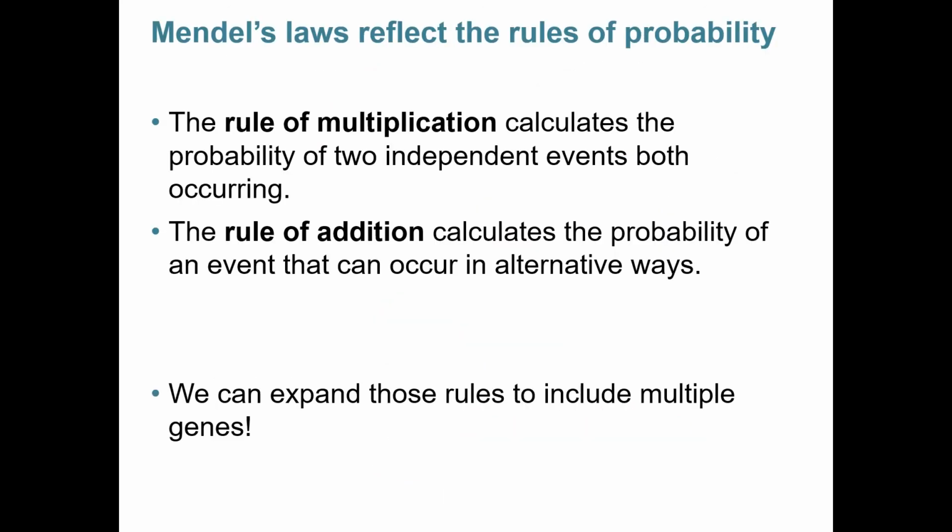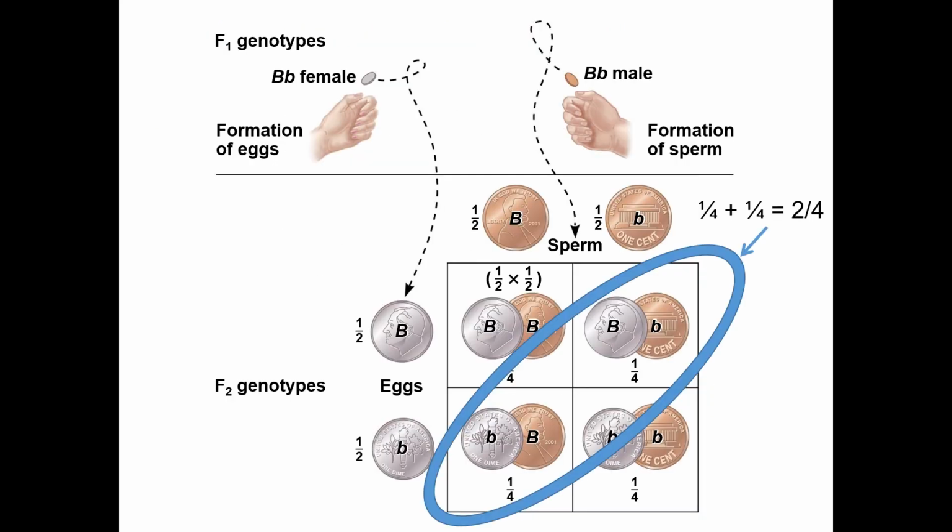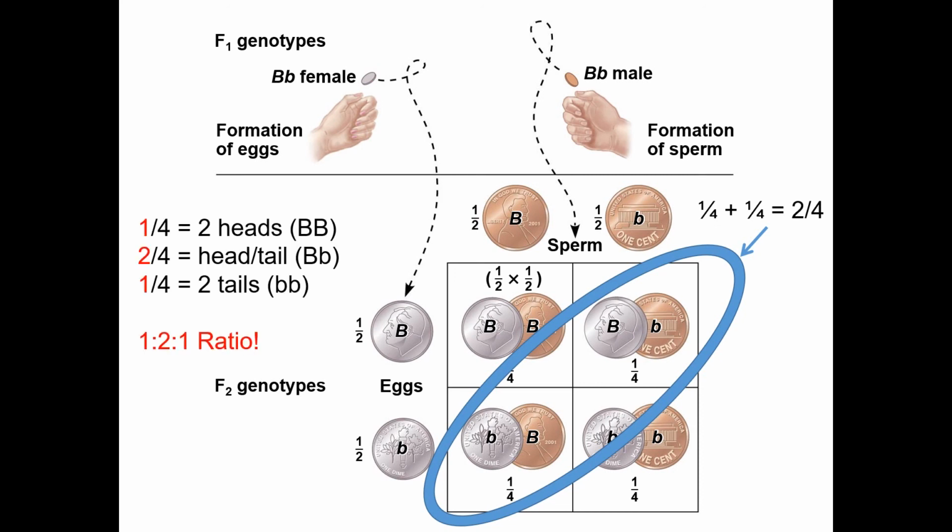Now we add the second rule, the rule of addition, which calculates the probability of events that can occur in multiple ways. So for example, there are 2 ways to get a head and a tail. You could either get a head on the dime and a tail on the penny, or a tail on the dime and a head on the penny. Those are 2 different ways to get the same thing, and so we can add them together. That gives us 2/4. This means that there is a 1/4 chance of getting 2 heads, a 2/4 chance of getting a head and a tail, and a 1/4 chance of getting 2 tails. This is the same 1:2:1 ratio that we see in a standard monohybrid cross.